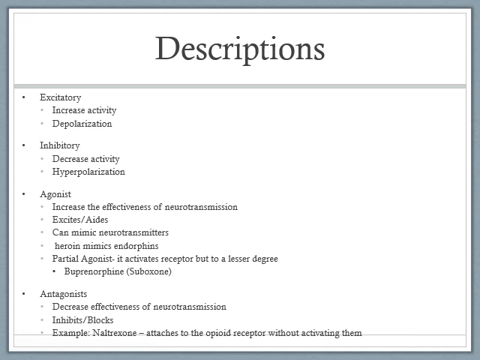An antagonist decreases the effectiveness of neurotransmission. It inhibits or blocks. An example of this would be naltrexone, which attaches to the opioid receptor without actually activating it. So by attaching to it and not activating it, it blocks any additional opiates from going and binding to the receptors, causing that chemical reaction.